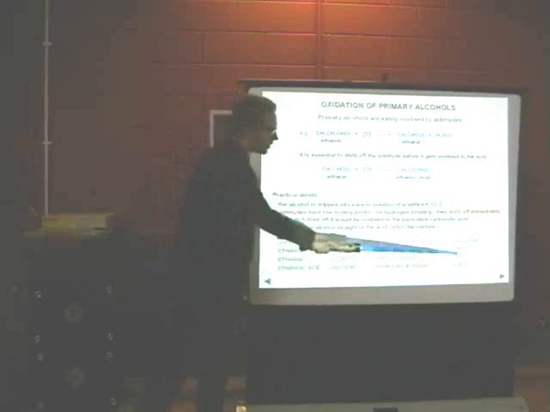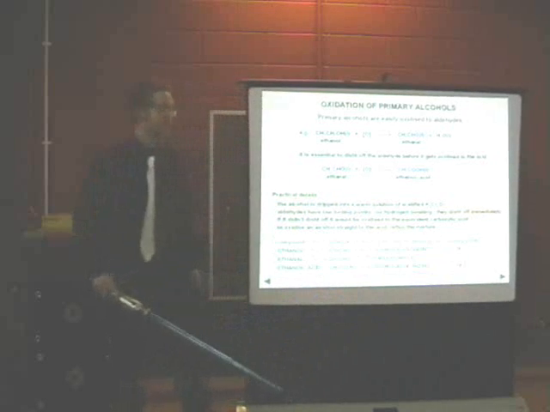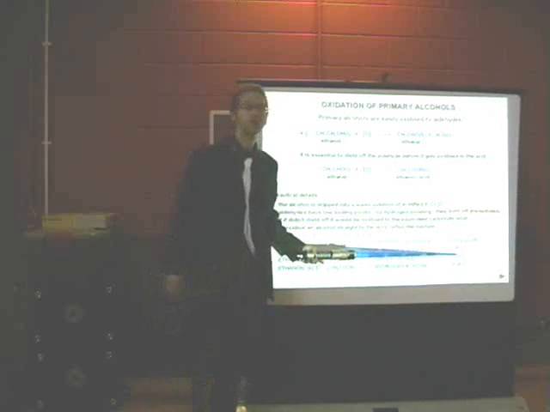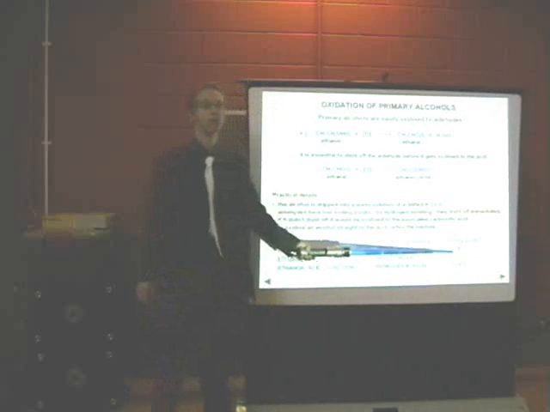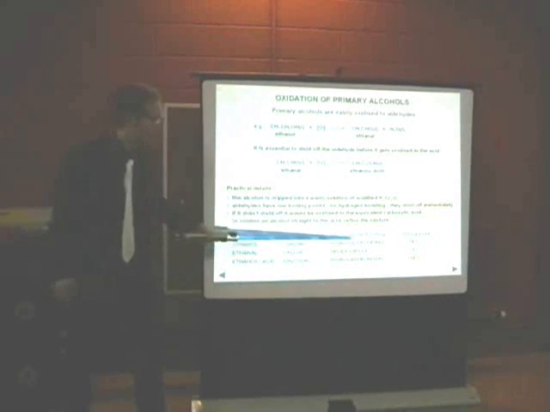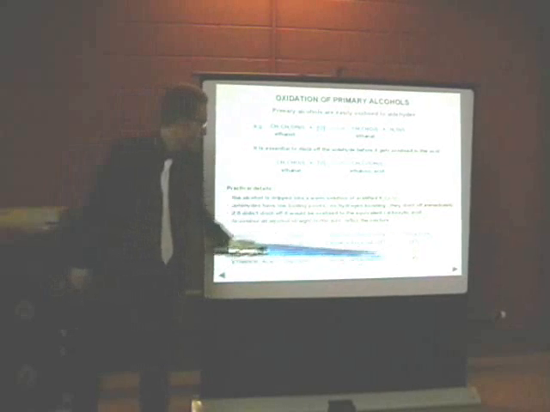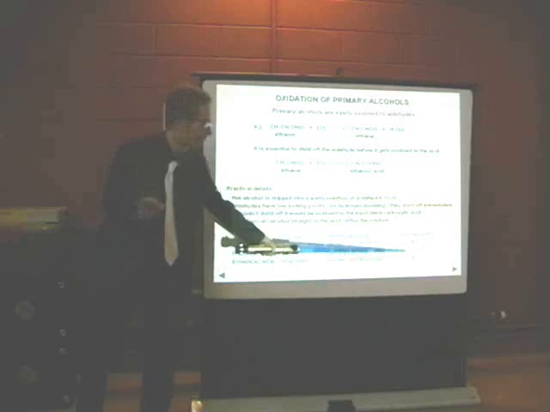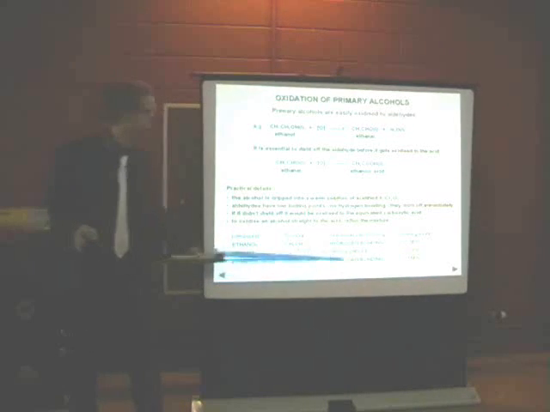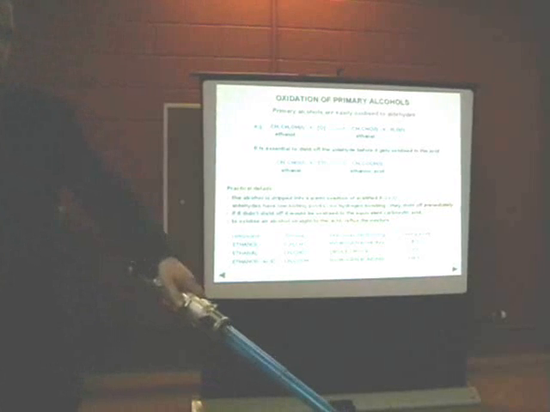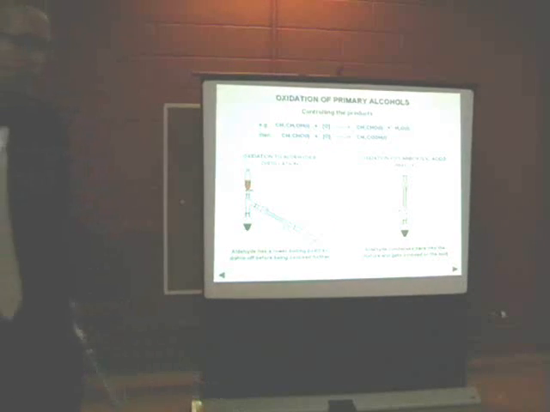Ethanol, hydrogen bonding. Boiling point, 78 degrees. Ethanal, dipole-dipole attraction, 23 degrees. Pause, please. Ethanol, hydrogen bonding. Boiling point there. Ethanal, dipole-dipole only. Much lower boiling point. Ethanoic acid, hydrogen bonding, up to 118 degrees. It's got stronger hydrogen bonding than ethanol.